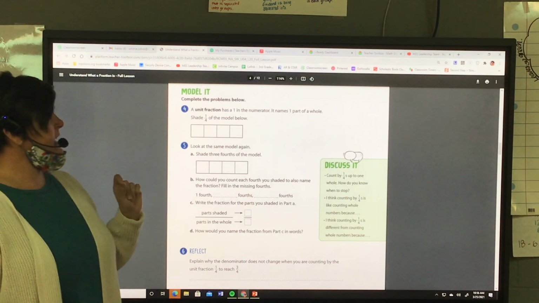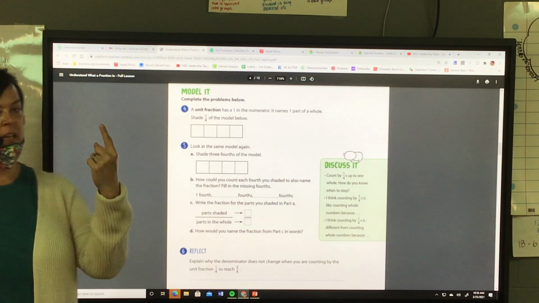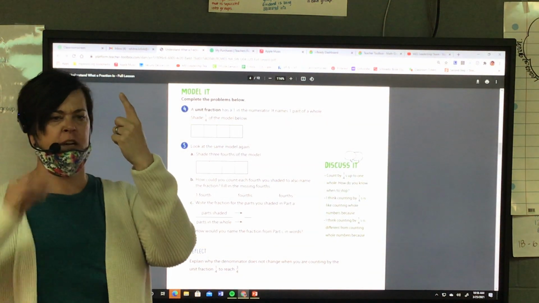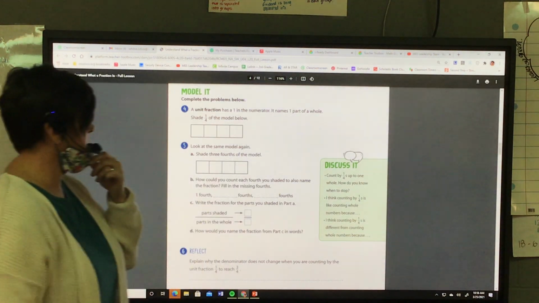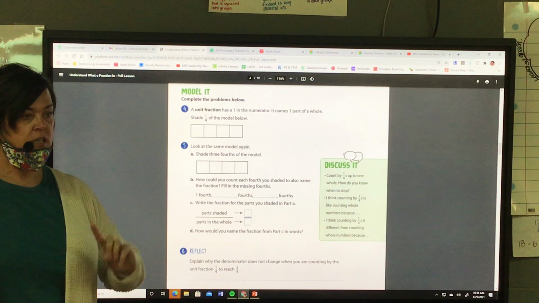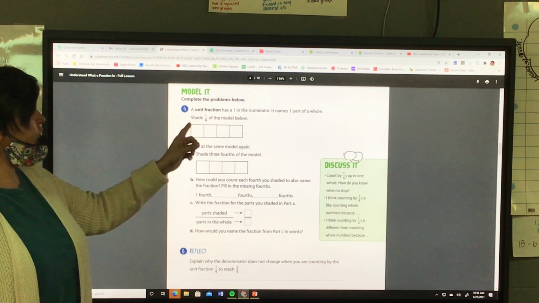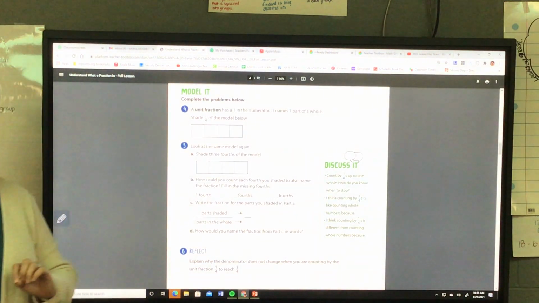Okay, 4 says a unit fraction has a 1 in the numerator. Is the numerator the top or the bottom number? Top. It's the top number. It names one part of a whole. Shade 1/4 of the model below.